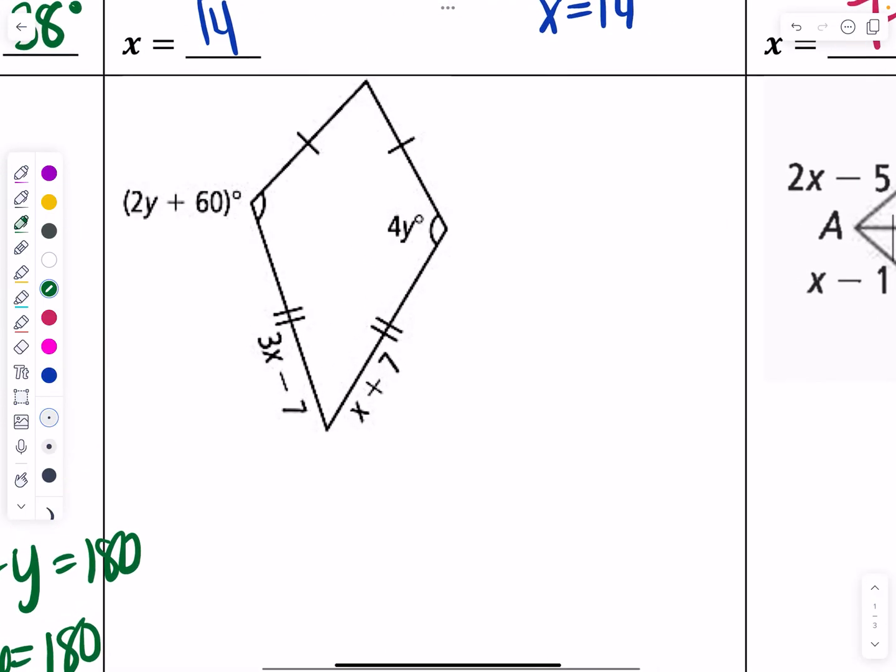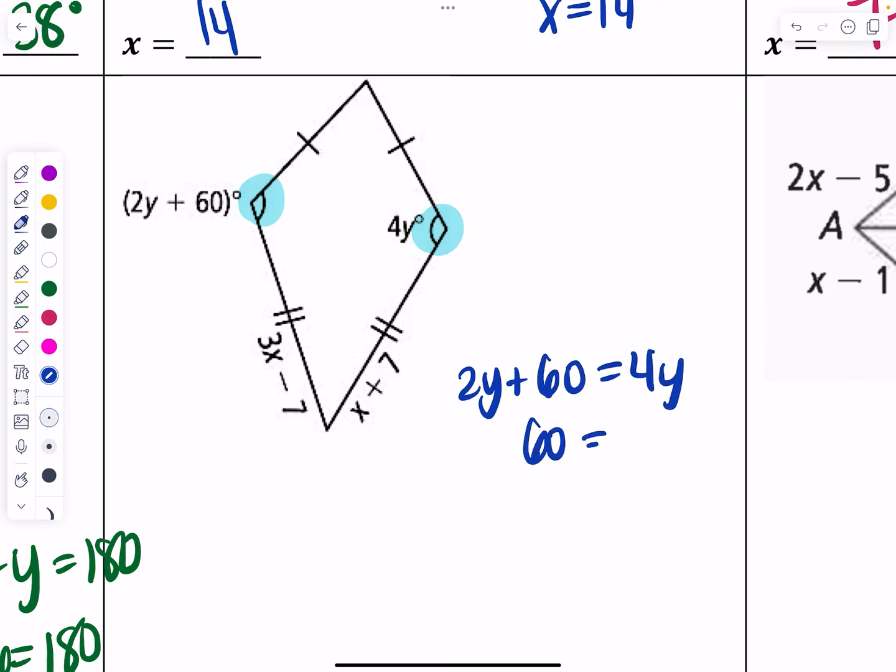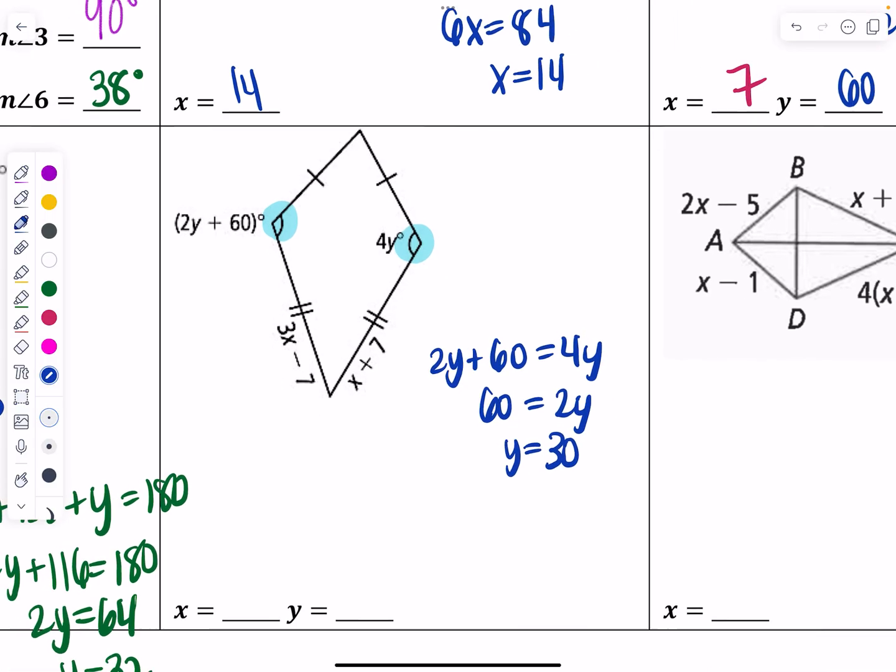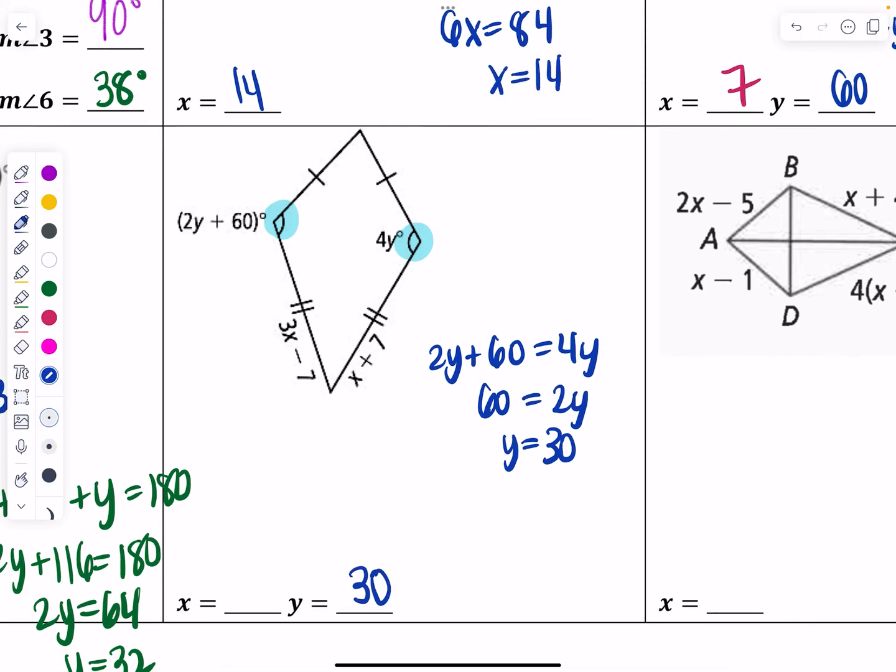Okay. Now the kite is back to right side up, like you would imagine if you're flying it. There's the angle between the two non-congruent sides, and those angles are congruent to each other. So immediately I can set 2y plus 60 equal to 4y. So I get 60 equals 2y, so y is going to be equal to 30. If y is 30, then both of those angles are congruent.